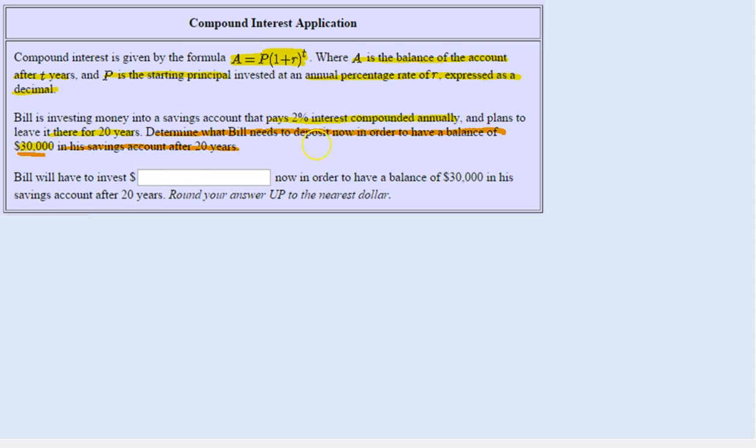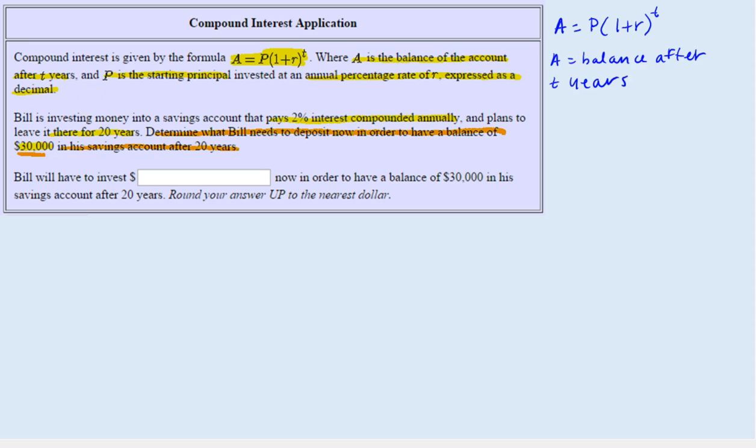We need to find what he needs to deposit now, but they also tell us to have a balance of $30,000, which they hadn't mentioned before. So this is a lot of information, a lot of letters. Let's just sort it all out. So we have A equals P times (1 plus R) raised to the T power. A is the balance after T years. Another way to think of A is it's the future balance or the future amount, how much your original investment will be worth after it's accrued all of its interest.